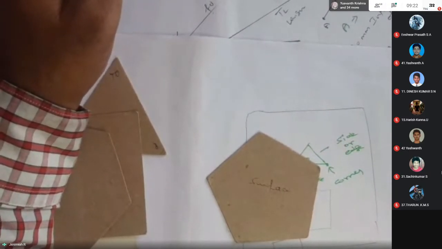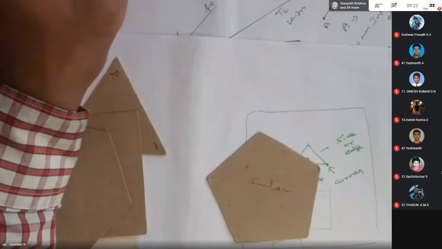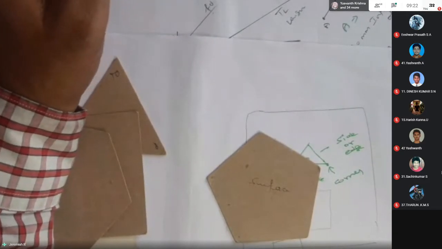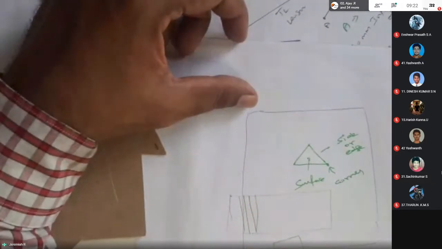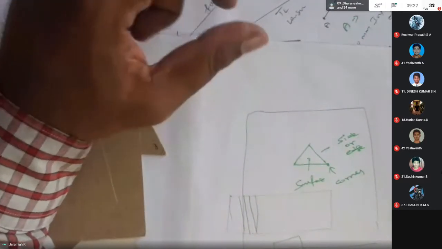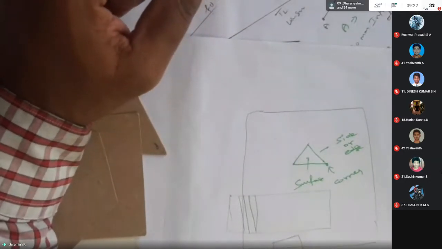Types of planes. Just note this. Number 1, perpendicular planes.